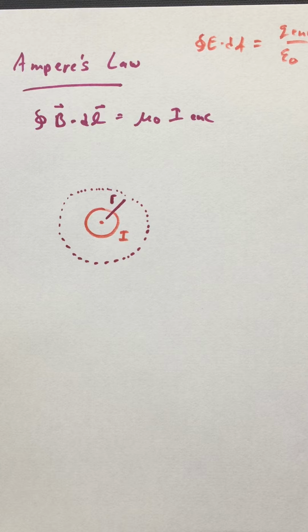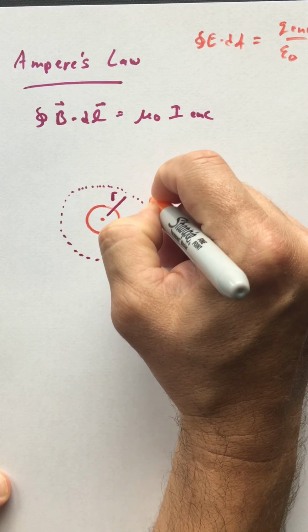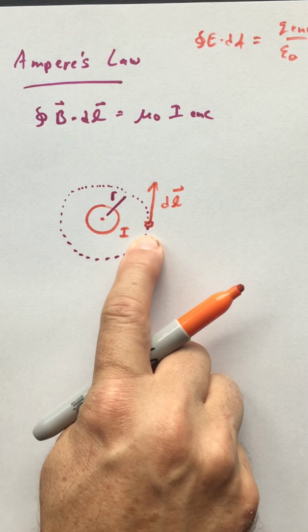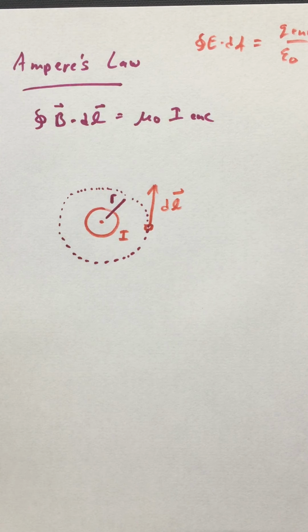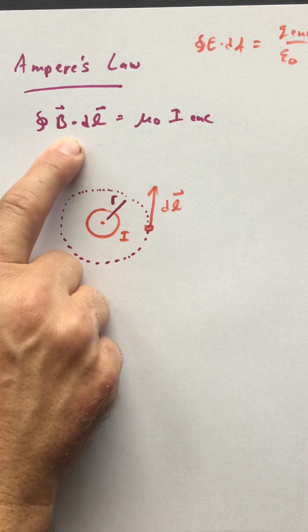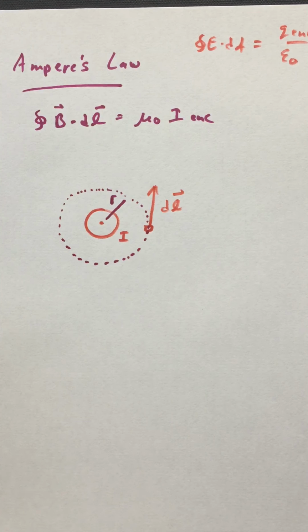So let's figure out what in the world dl is going to be. Well, let me just pick off one little section of that. Here is my dl. dl around a circle is always, at every point, going to be tangent to that circle. So what this says is that I'm going to form the dot product B dot dl and integrate around this loop, the entirety of the loop.